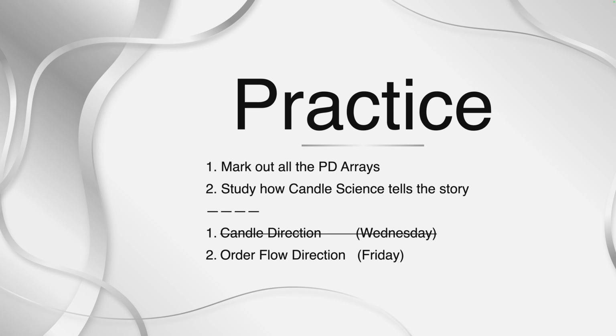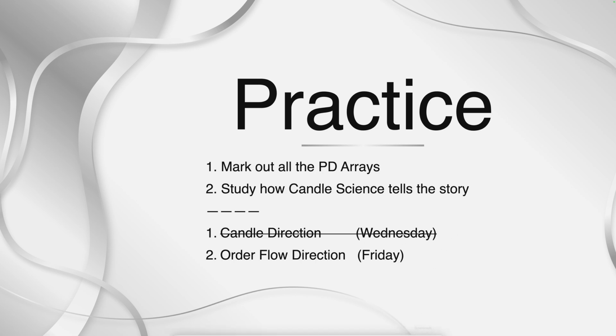So practice right here. Same step that we did with the previous video. Mark out all the PD arrays. Then study how candle signs tell the story. So are we respecting that discount array or PD array? Are we disrespecting those PD arrays? What are we doing? So are we monitoring the two candle rejection as well? Can the rejection right now continue higher already? Or is the rejection failing overall? All right, that is exactly what we want to monitor right there. And that will lead to the candle direction that will tell us into which next PD array we might want to trade into. Gives us a great indication of what the draw on liquidity overall is as well.